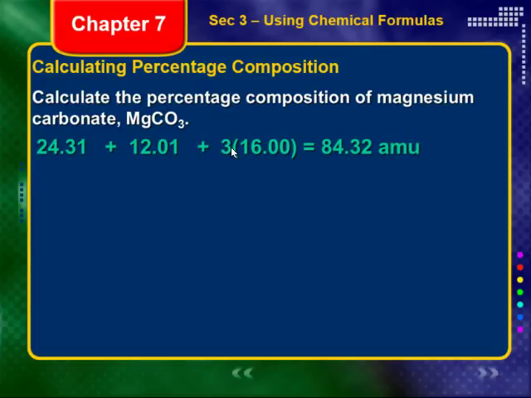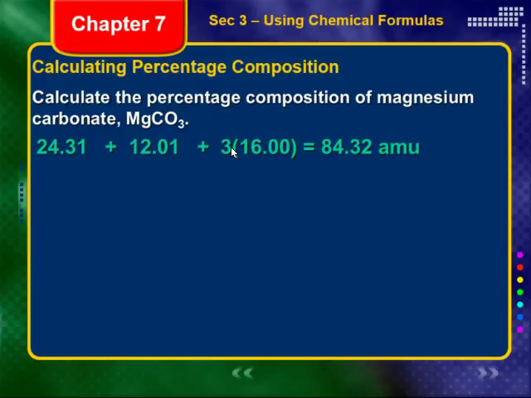What I'm going to do here is take that 84.32, the mass of the entire formula unit, and I'm going to divide the mass due to each individual atom, right? The mass due to magnesium, mass due to carbon, and then the mass due to oxygen. I'm going to divide each of those three numbers by 84.32. Multiply by 100, that'll give me a percent. You guys should remember this from basic math. That's what we're doing here. We're communicating percentages.